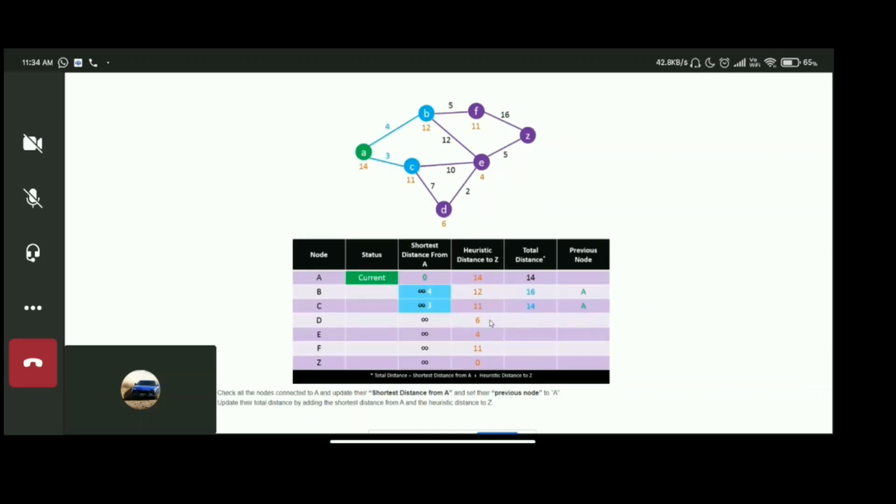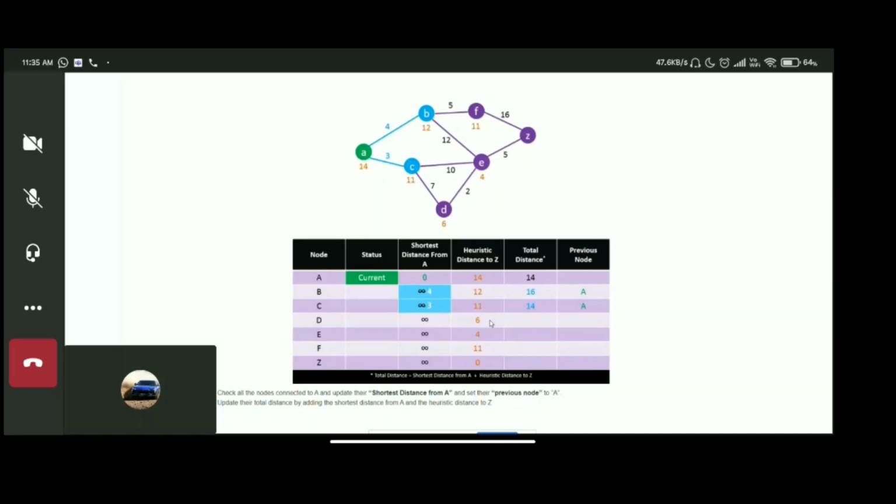So you will explore path A to B and A to C. The computational costs 4 and 3 are mentioned in the table, and the heuristic costs 12 and 11 are also mentioned. Add them: 4 plus 12 is 16 and 3 plus 11 is 14. At this moment, node C looks most promising to me, because in my table I have the values 14 and 16. The value 14 looks most promising at this particular moment.